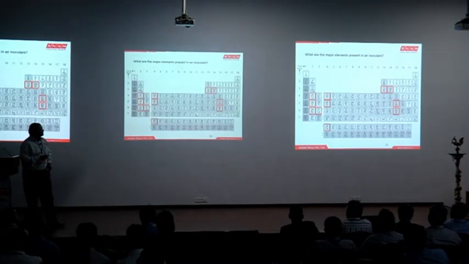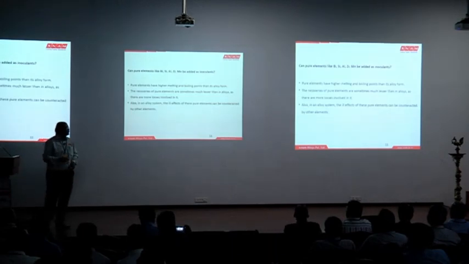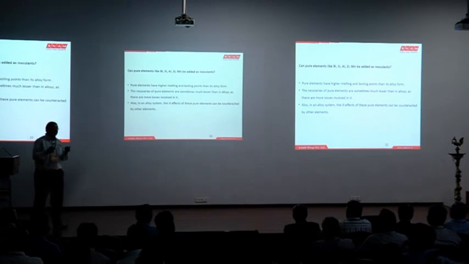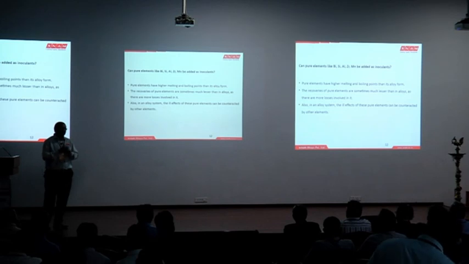So if these elements have been identified, can these elements not be added in pure form? Like, can I add pure bismuth, pure silicon, pure aluminum, pure zirconium as inoculants? Pure elements sometimes have a higher melting point. The reason why we go for an alloying system is we maximize the properties which a single element or a pure element can give, and we supplement the negative effects with the other elements present in the alloying system.